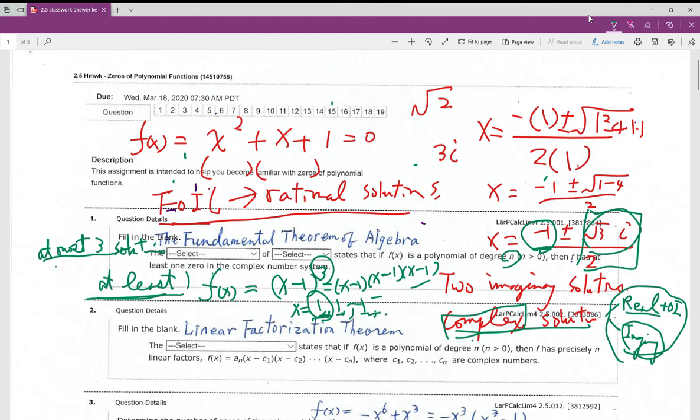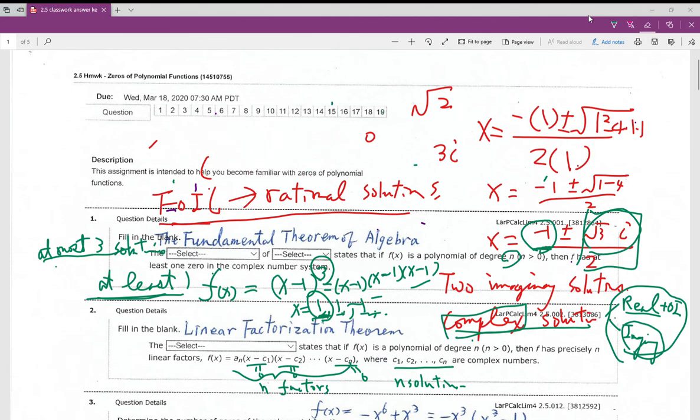Now, let's go to number 2 question. Number 2 question is basically related to number 1. Same thing I talked about. If you have nth degree, you may factor into n factors. So if you make each one equal 0, that's how you solve for n solutions. Okay, so let me erase my marks here so you can read number 2, no confusion.